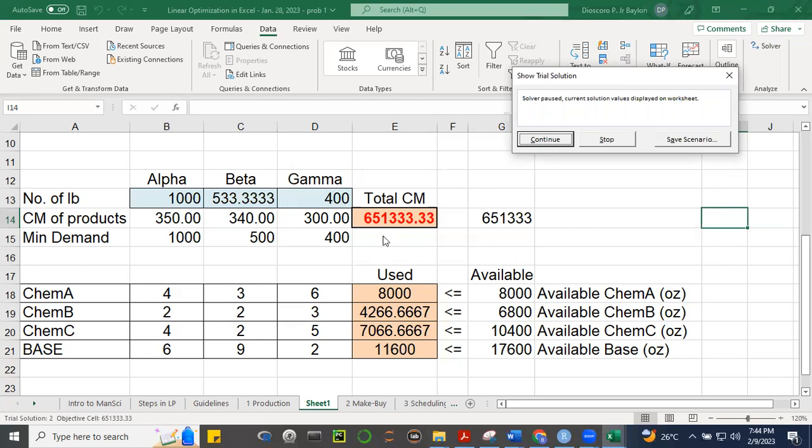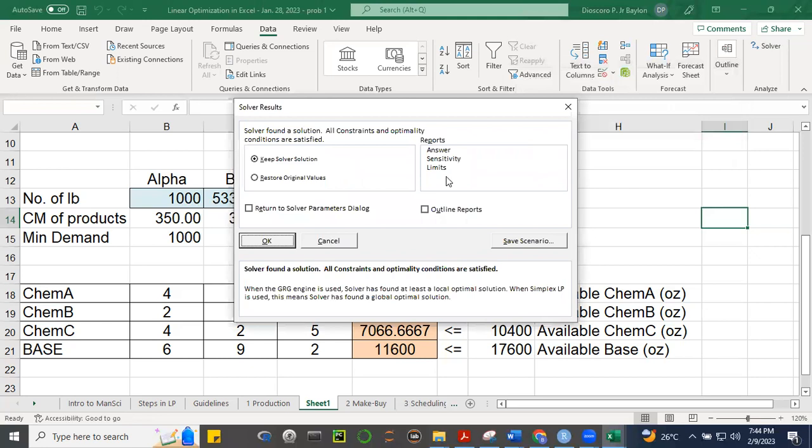Okay, so what's happening here? Solver is moving from one solution to another solution. And in the simplex algorithm, what happens is that you move from one solution to a better solution. So you will not have a worse solution than before. A while ago, the contribution margin was 648. Now it's 651. The next solution, if there is one, will be higher than 651 because the simplex algorithm makes sure that the next solution will be better. Okay, let's continue. All right.